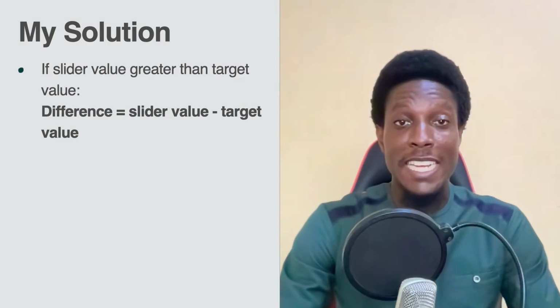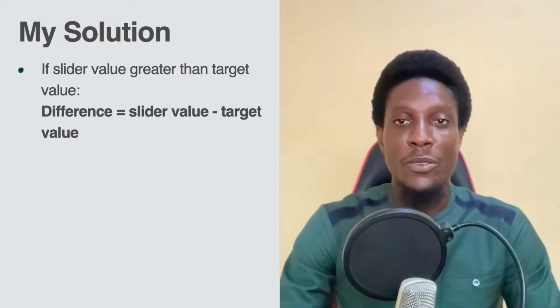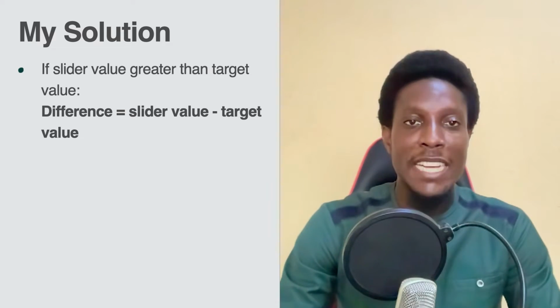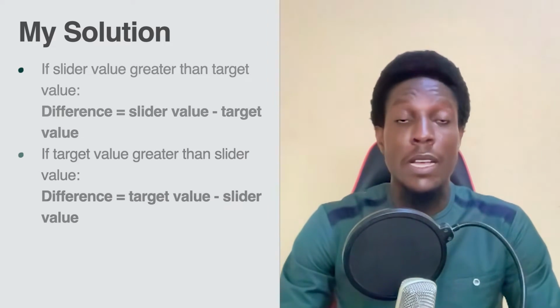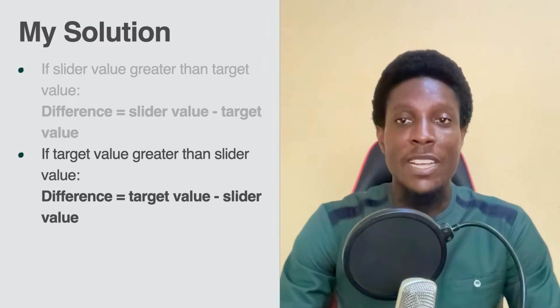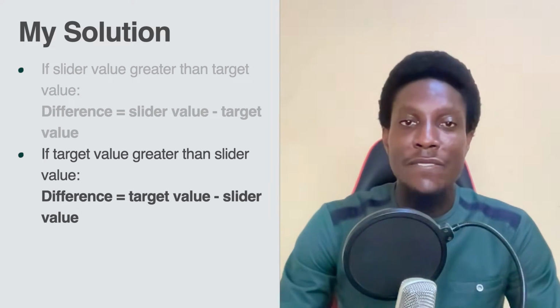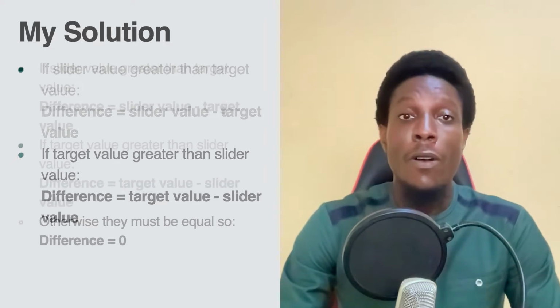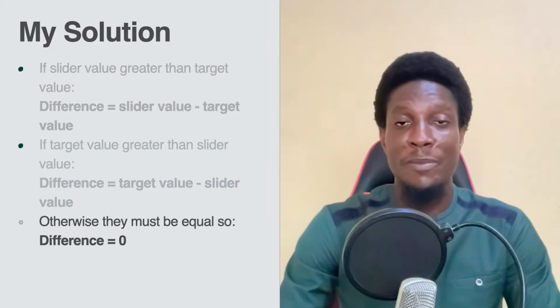How did this challenge go for you? Here's what I came up with. If the slider's value is greater than the target value, then the difference is slider value minus the target value. However, if the target value is greater than the slider value, then the difference is target value minus the slider value. Otherwise, both values must be equal and the difference is 0.